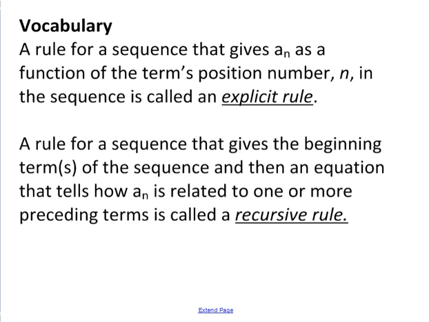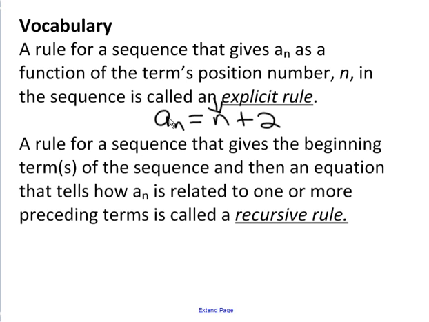A rule for a sequence that gives a sub n as a function of the term's position, number n, in the sequence is called an explicit rule. So let's say, for example, I say a sub n is equal to n plus 2. This is an example of an explicit rule. If I know what n is, I plug it in and I get the term.